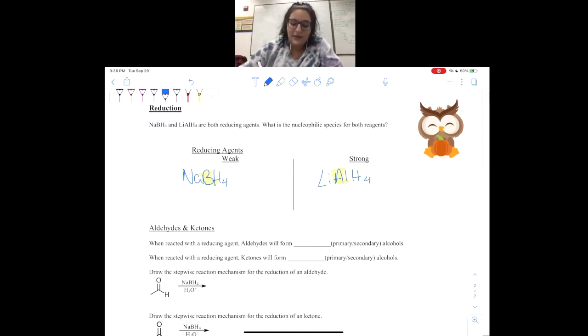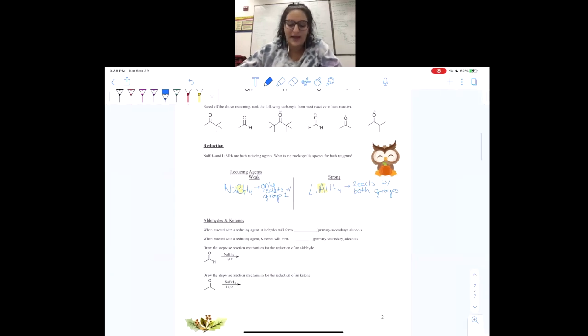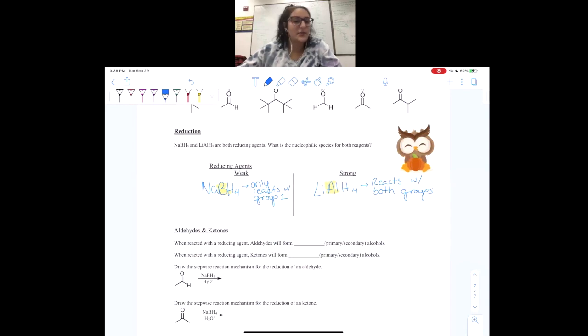And what I want you to note is that lithium aluminum hydride reacts with both groups, whereas NaBH4 only reacts with group 1. And if you remember, group 1 is the more reactive group, and that makes sense because the weaker reagent has to react with the more reactive electrophile.